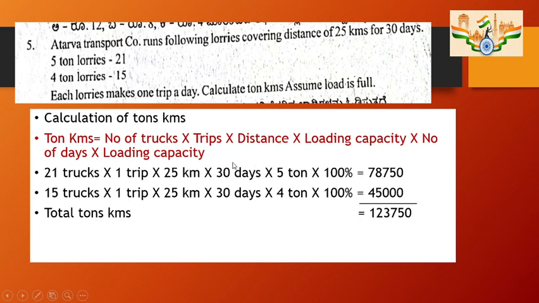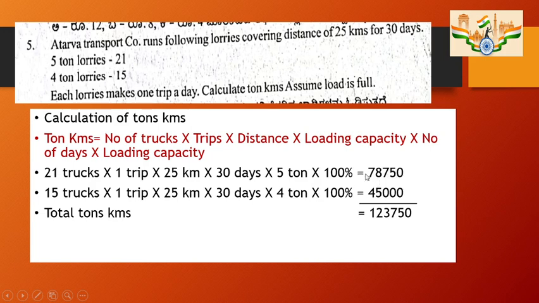So 2 times I have mentioned over here. Sorry for that. The formula is number of trucks into trips into distance into number of days into loading capacity. So here number of trucks 21 trucks, 1 trip. Then distance is 25 kilometers. Then number of days is 30 days. Then capacity 5 ton. Then into 100% because load is full. That's why I have taken 100%.